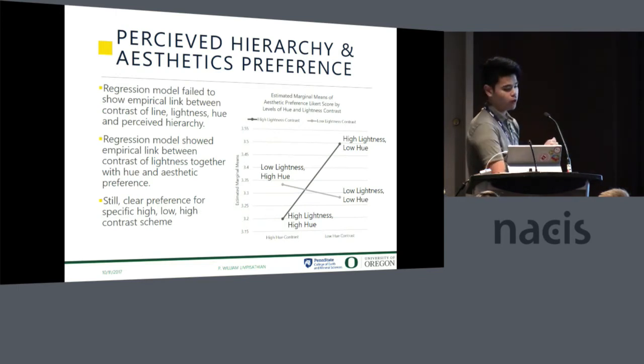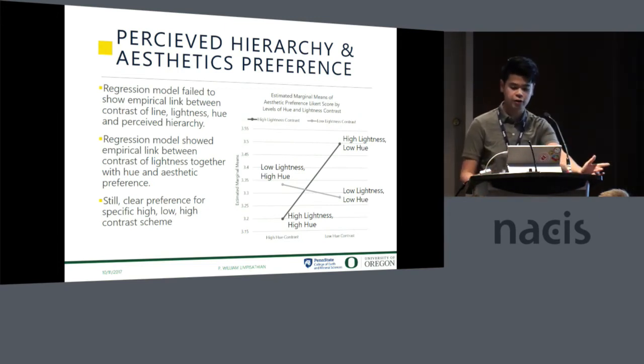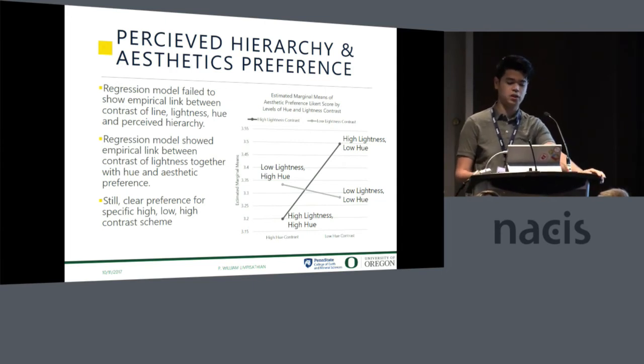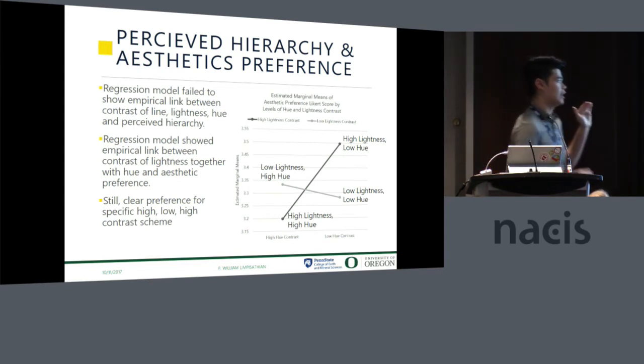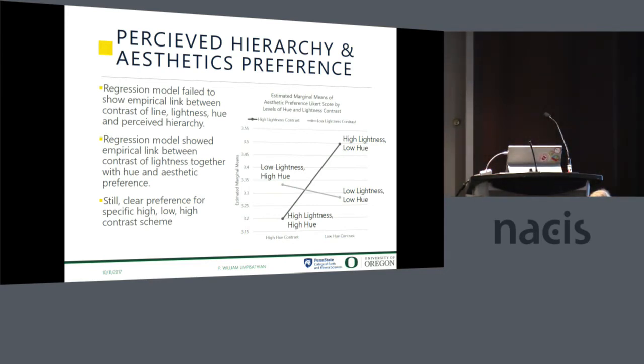For part 2, the regression model failed to show an empirical link between contrast of line, lightness, and hue with perceived hierarchy. However, the regression model did show an empirical link between the contrast of lightness and hue with the aesthetic preference of the map. So without the line, if you look here, you can see that high lightness contrast together with low hue produced distinctly better ratings from the study.